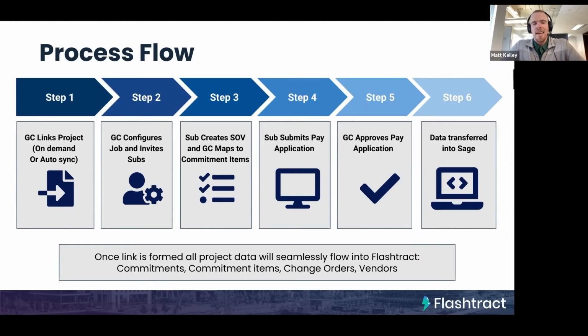And it's really important to note that once you form that initial link between Sage and Flashtract for that project, any new project data is just going to automatically flow into Flashtract. As you create new commitments, new change orders, add new vendors to the job, those will automatically just flow into Flashtract without any manual intervention from you.